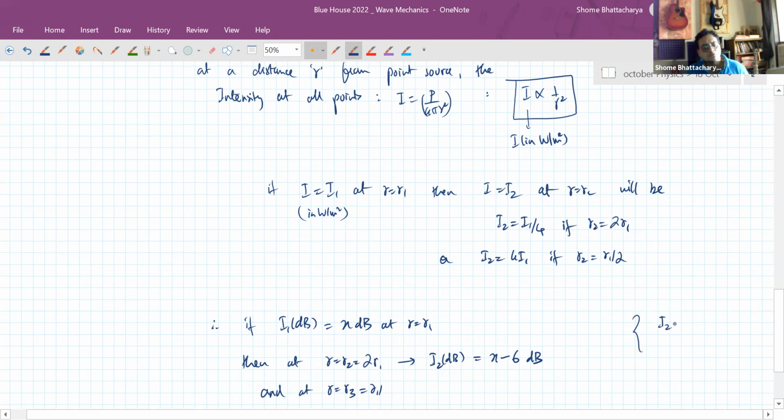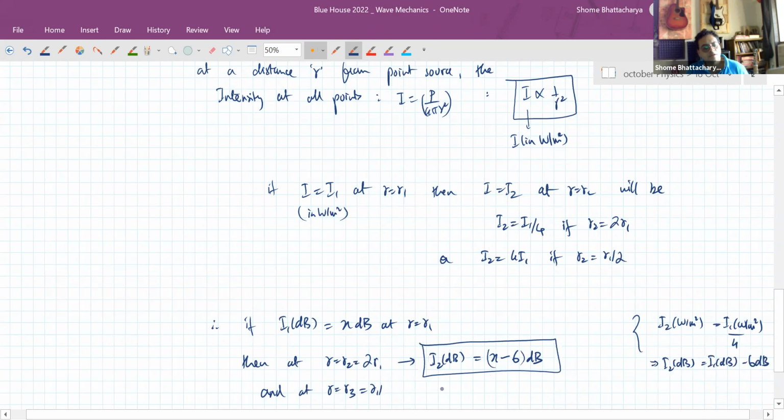So I2 in watts per meter square is I1 in watts per meter square divided by 4. Therefore, I2 in decibels will become I1 in decibels minus 6 decibels. Likewise, if I halve the distance, then it will become x plus 6 in decibels.